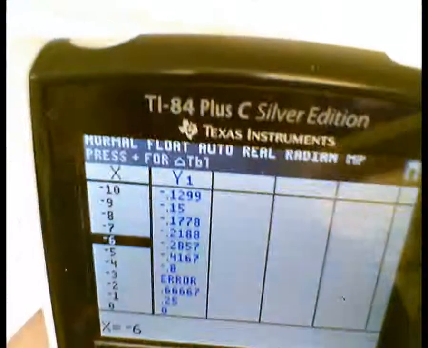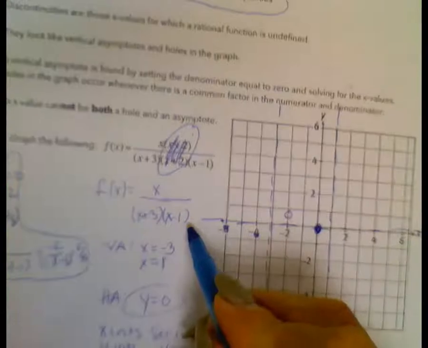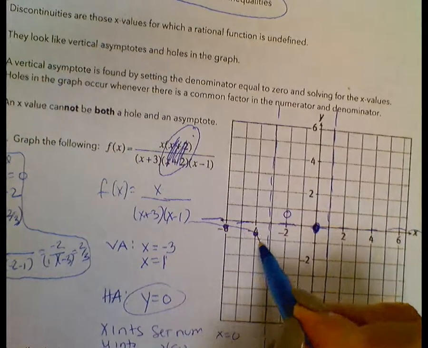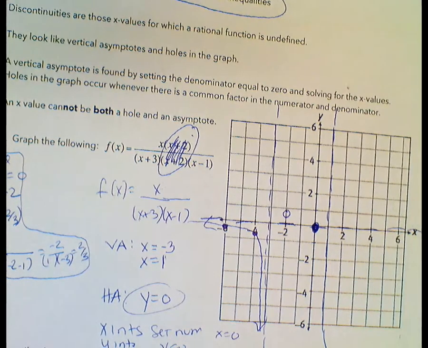I need one more. So I'm going to get right next to the asymptote, -4, -0.8. -4, -0.8 is right there. This one's going to hold true to the horizontal and vertical asymptotes. And there's your first curve. Now I need the numbers in the middle.